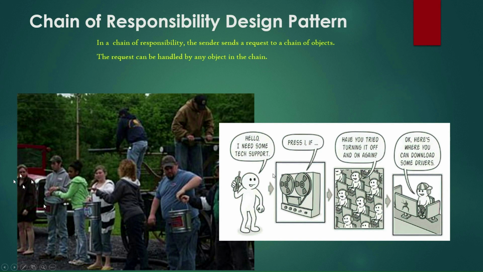When the sender sends a request as a bucket to the objects, any object can handle this request. So that means the request can be handled by anybody. It's not that a very specific person has to handle the request. So that's the loose coupling here.